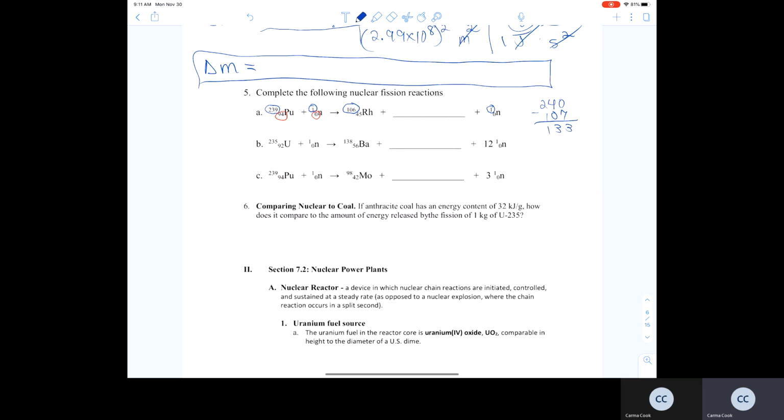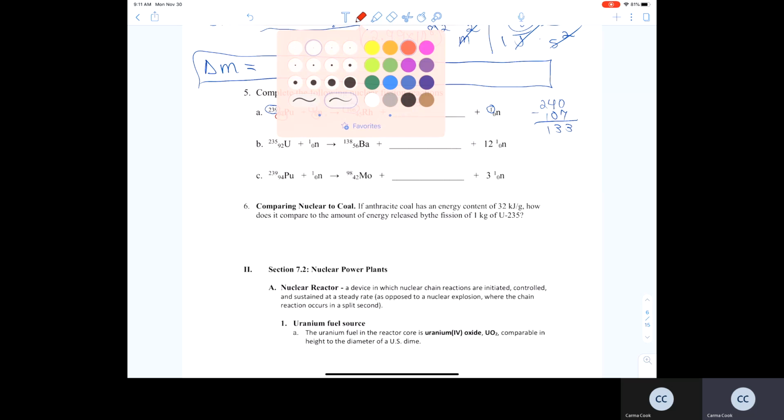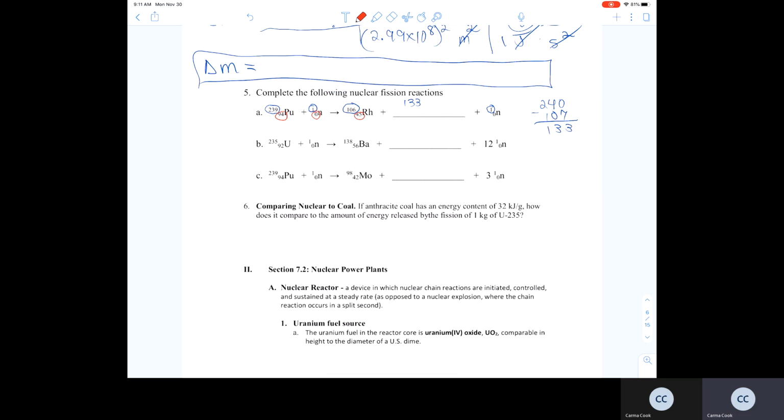And the difference is 133. So this missing product must have a mass number, or superscript, of 133. Now let's look at the subscripts on the right. We have 45 and 0, which gives us 45. But what we need is 94. So 94 minus 45 gives us 49. So our subscript for this missing product must be 49.